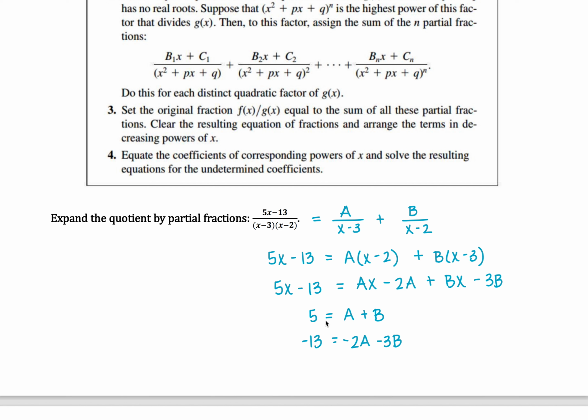If I were to take that top equation and multiply everything by 2, I would have 10 equals 2A plus 2B. And if I add my two equations together now, I get negative 3 is equal to negative B. And that tells me that B equals 3. Going back up here, 5 equals A plus B. Well, if B is 3, 5 equals A plus 3, so that means A is 2.